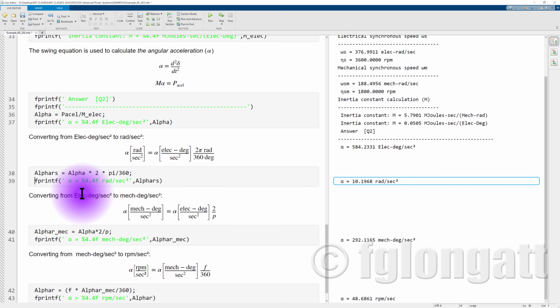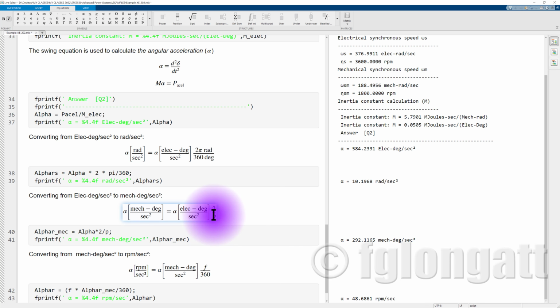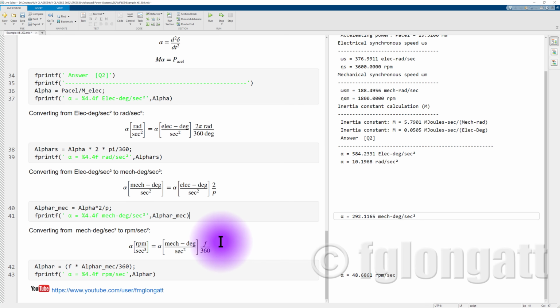Then we convert this acceleration from electrical degrees per square second to mechanical degrees per square second. And to do so, what we need to do is use the number of poles. To be honest, it's extremely simple. Multiply by 2, divide by the number of poles P. And in this case, alpha is equal to 292.11 mechanical degrees per square second.